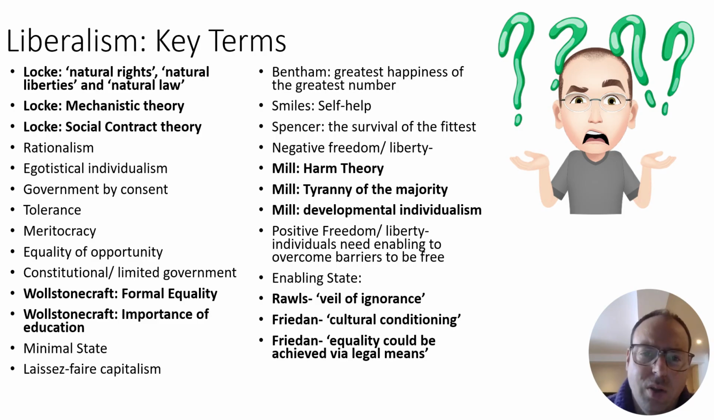Now, classical liberalism is largely based on the idea of negative freedom or negative liberty. So this is the idea that essentially you can do whatever there isn't a law stopping you from doing. Mill develops that, and he talks about harm theory, and he says essentially you should be able to do whatever you want as long as it doesn't harm others. He does warn against the problems of tyranny of the majority, and this comes into the idea of tolerance and equality in terms of protecting the rights of minority groups.